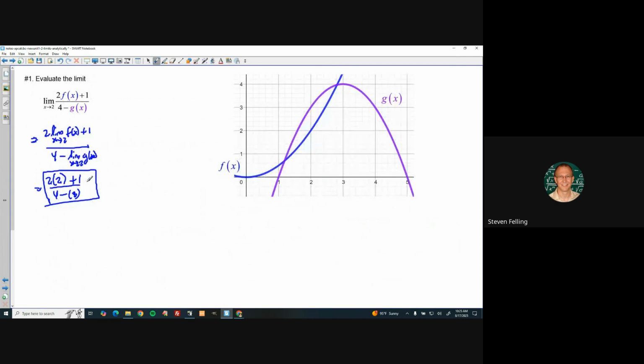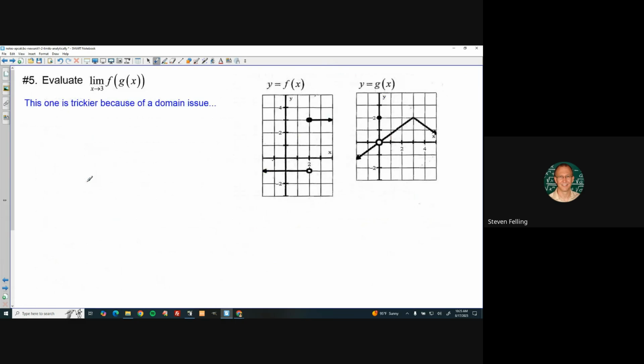All right, so that one worked out pretty well. Now let's take a look at another example. This one's trickier. Let's say this is one of those compositional functions: the limit as x approaches 3 of f of g of x. So the g of x function's in there, right?